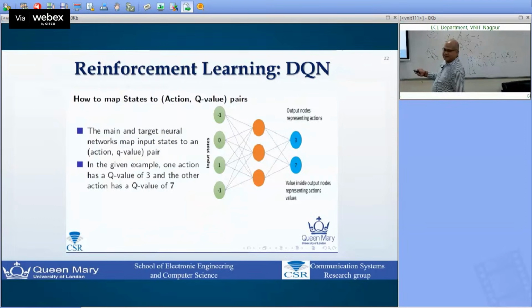So at this current state, if you take repetition value 2, what is the Q value you will get? If you take 4, what is the Q value you will get? If you take 8, what is the Q value you will get? So for all possible 8 actions, what are the Q values you will get? You will select the action that gives the maximum Q value.